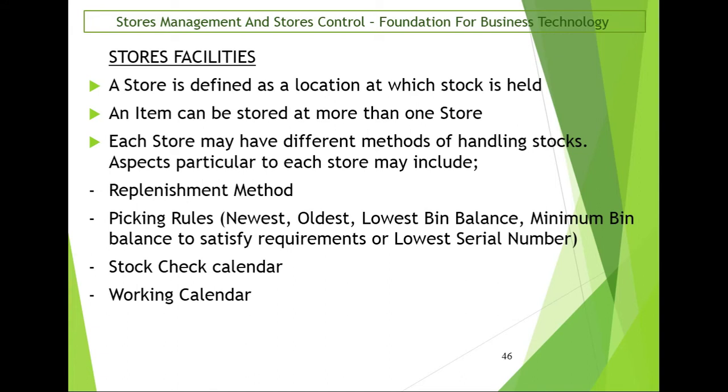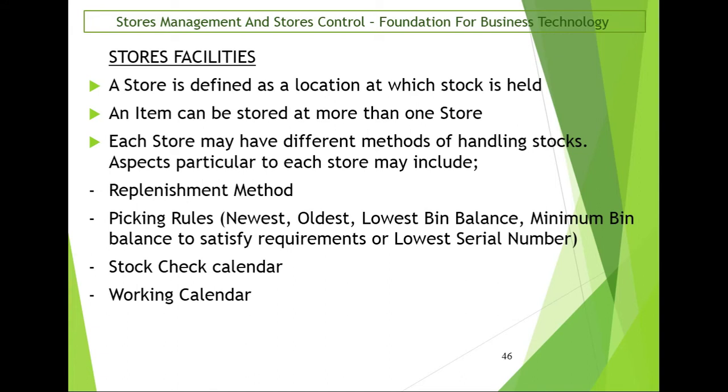Or you could say, I pick from the bin with the lowest bin balance. In other words, if you've got different locations that hold the same item, you look for the one that has got the minimum bin balance, and you pick from there. The effect of that method is to ensure that you don't pick from all the bins until all of them are almost empty, but you pick from a bin until it is empty, then you go to the next bin also until it is empty.